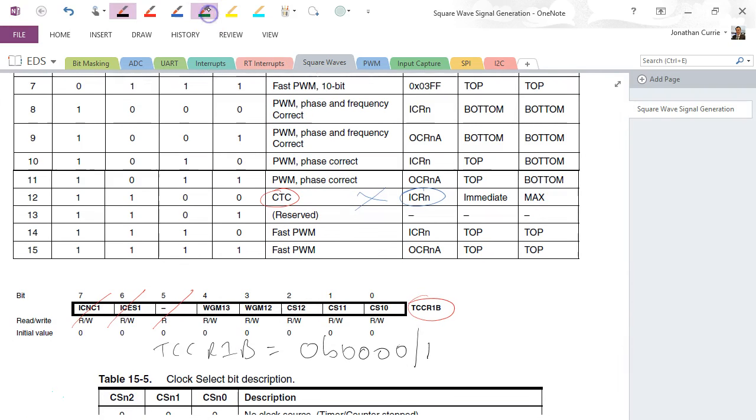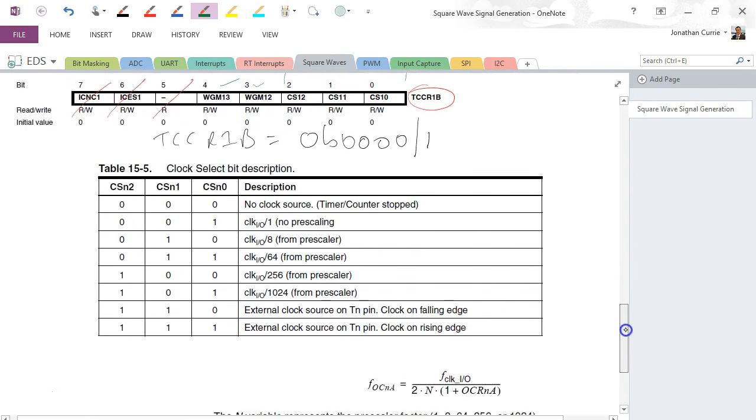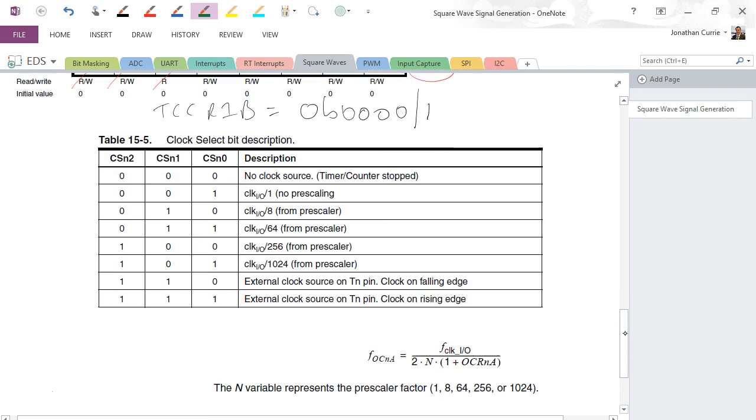And that just leaves us with the three clock select bits. Now these, unfortunately, are the only hard ones that we've got to deal with here. The rest have been pretty easy. So we've got three bits left to set, and in order to know how to set them, we need to now know what frequency we want our square wave to be at. So that's part of this decision-making process for our bits.